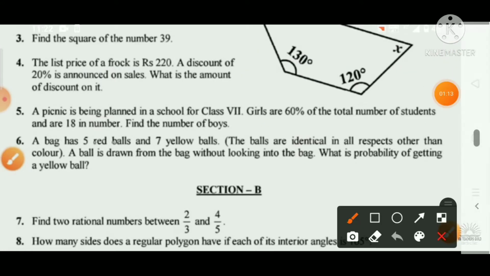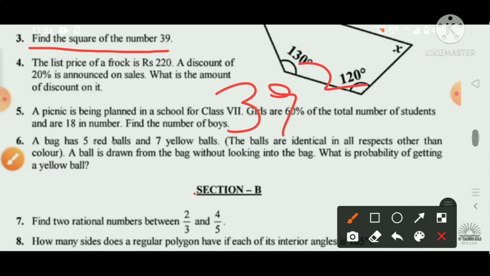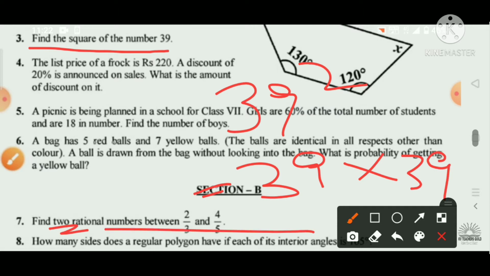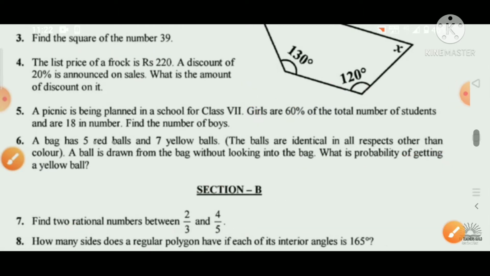Let us move to the next question. Find the square of the number 39. Square means 39 squared, so it becomes 39 into 39. So what is the answer? You will get it, that is the answer for this question. Let us move to the next question.